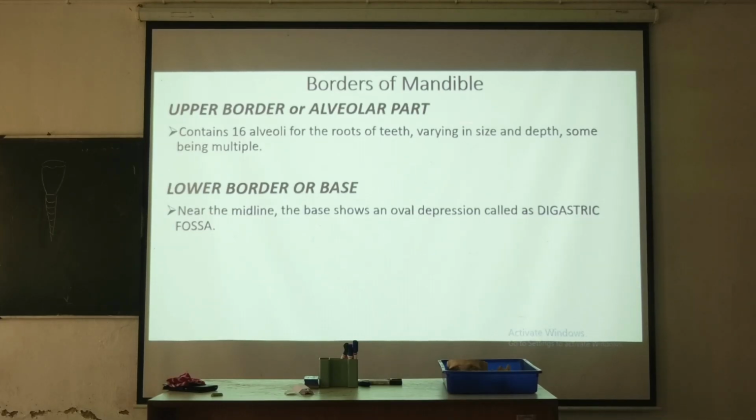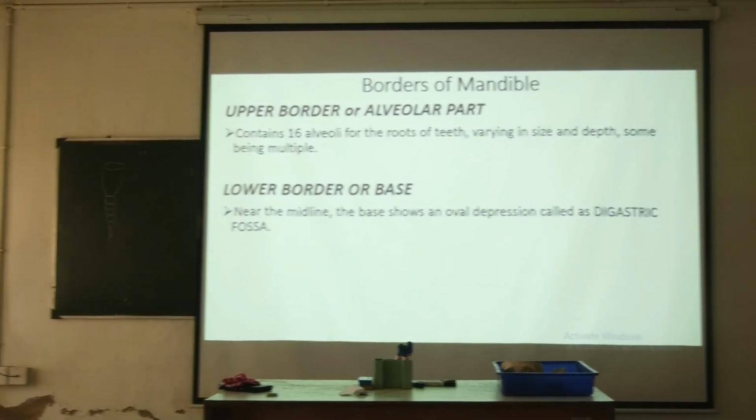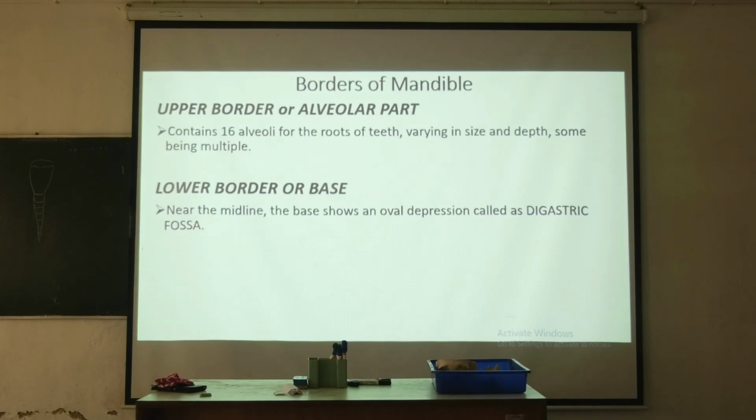Upper border or alveolar part contains 16 alveoli for the roots of the teeth, varying in size and shape, and some being multiple in number. Okay, 2 incisor, 1 canine, 2 premolar, 3 molars. Okay, these are the numbering. And lower border of the base, near the midline, the base shows an oval depression called digastric fossa.